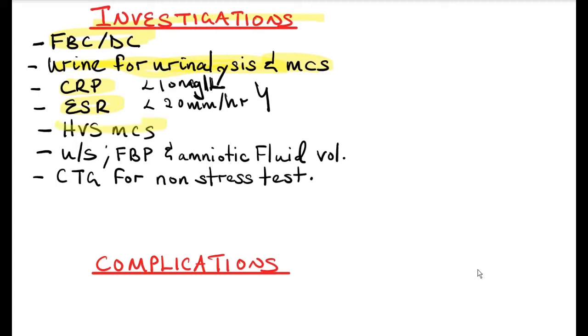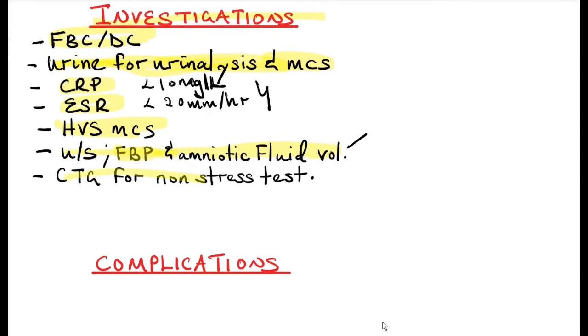The high vaginal swab, we already talked about it. And then you order an ultrasound for a fetal biophysical profile and the amniotic fluid. Remember that these patients are losing amniotic fluid, so you have to see if there's enough amniotic fluid. Cardiotocograph or non-stress test. This is used to monitor the fetal heart rate, basically the fetal status, if the fetus is strong enough to survive labor.